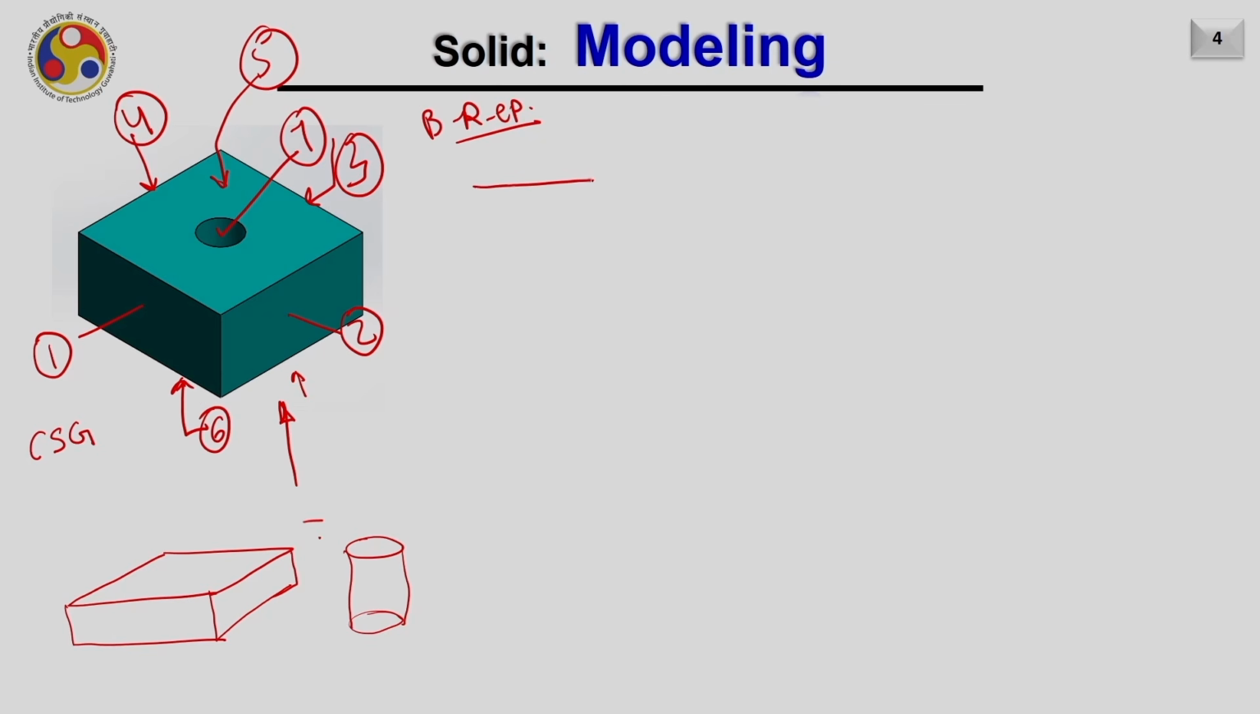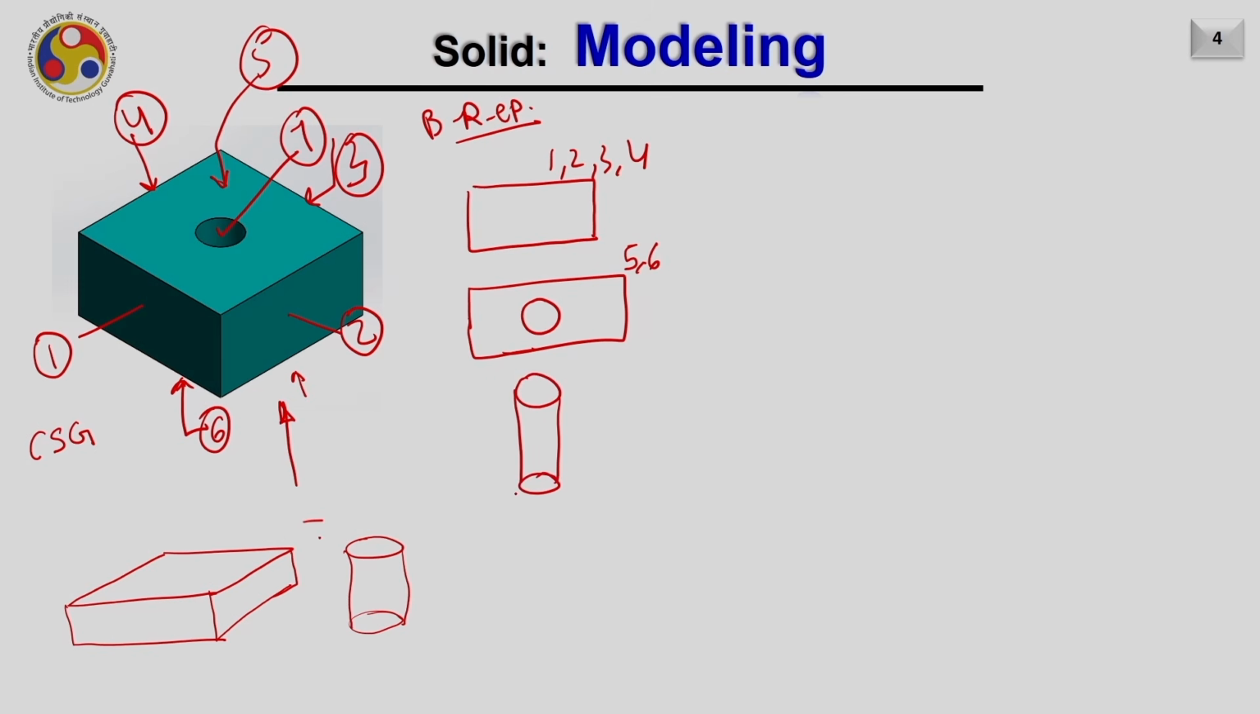So basically we need to have the surfaces 1, 2, 3 and 4, that is nothing but the rectangular surfaces, and then the surfaces available on the bottom and top side, that is nothing but your 5 and 6, and then a cylindrical surface. Appropriate location of these surfaces together, which is defined by the topology, can represent the object we are seeing here. This is called boundary representation.